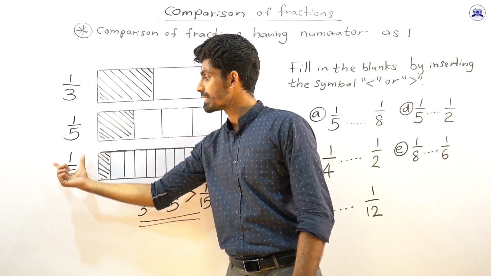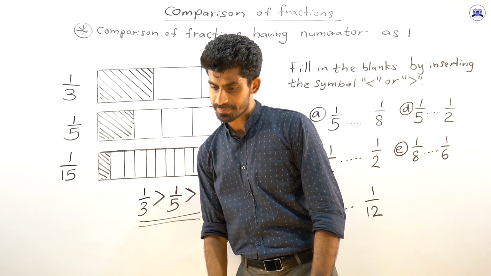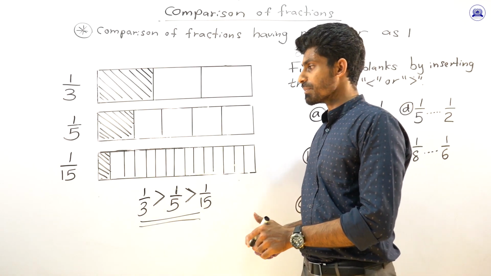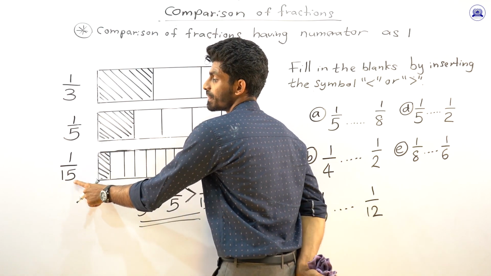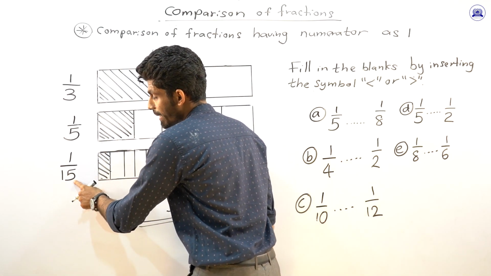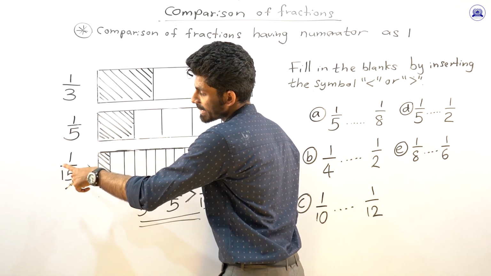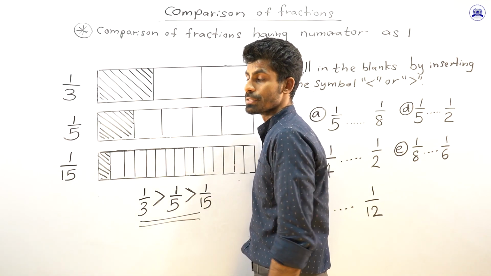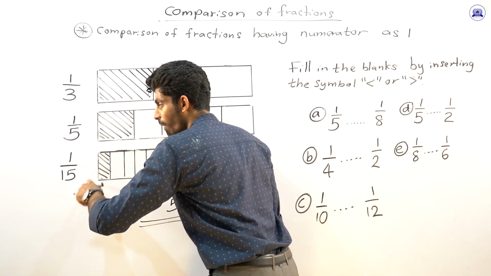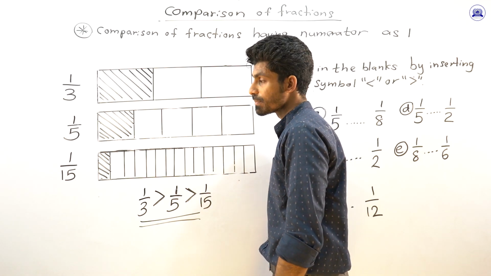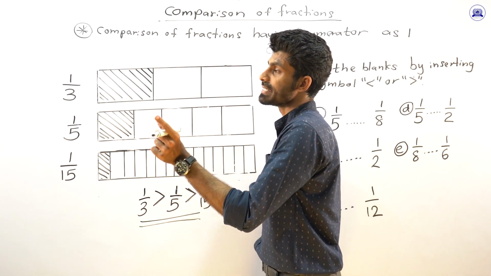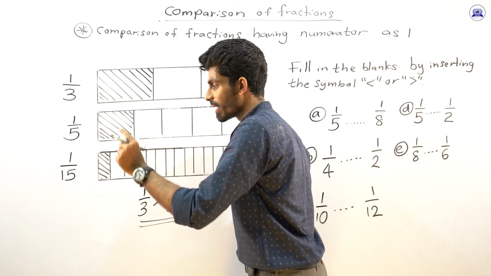Largest denominator, take the smallest fraction, right? Small denominator, right? Which one is the largest one? 15 is the largest one. That means largest denominator is 15. So 1 over 15 is the smallest fraction here, right? Largest denominator having smallest fraction.